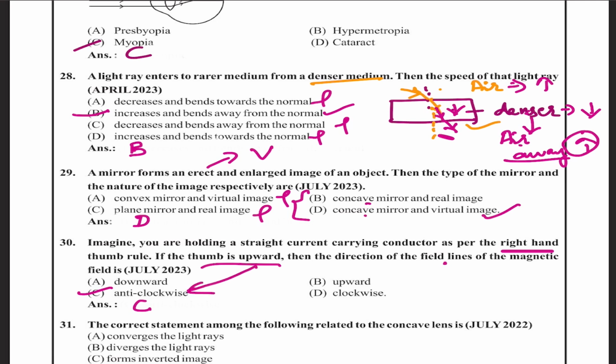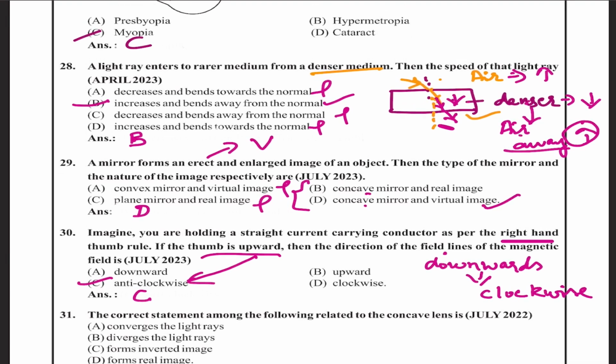If the thumb is downwards, then the magnetic field lines will be clockwise. This is the trick to remember. So without thinking much or without wasting our time, we can easily select our option. So the correct answer for question 30 is option C. Coming to the next question.